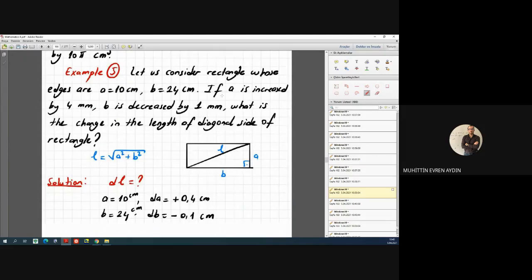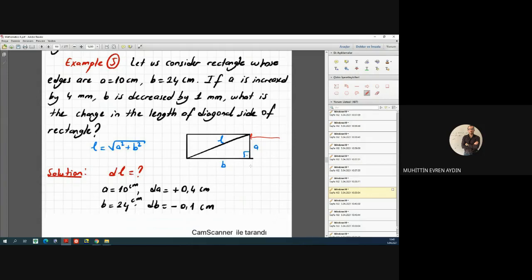Another example, let's consider a rectangle, and edges are 10 and 24. If this edge is increased by 4 millimeter and the b is decreased by 1, then the question is the change in the length of diagonal side of this rectangle.